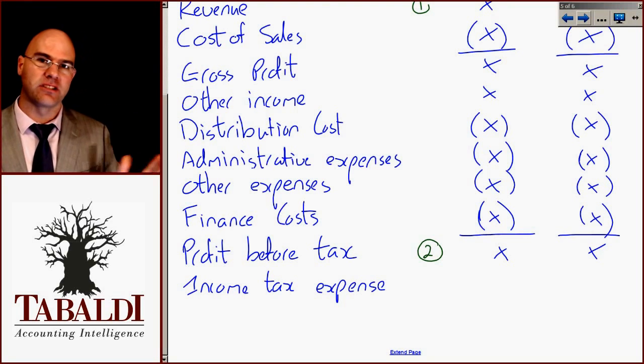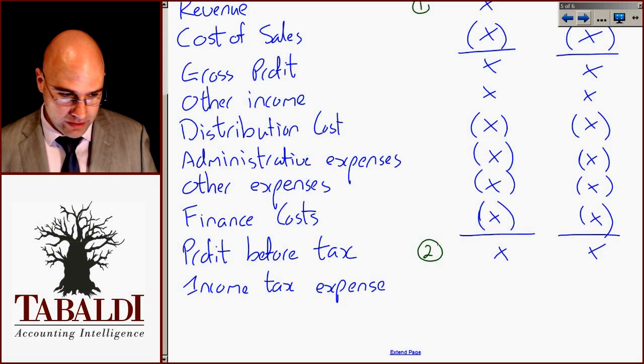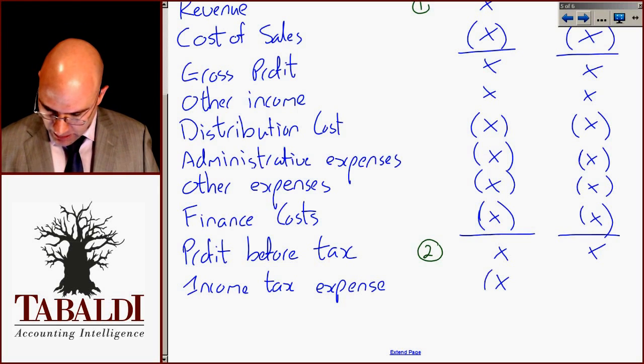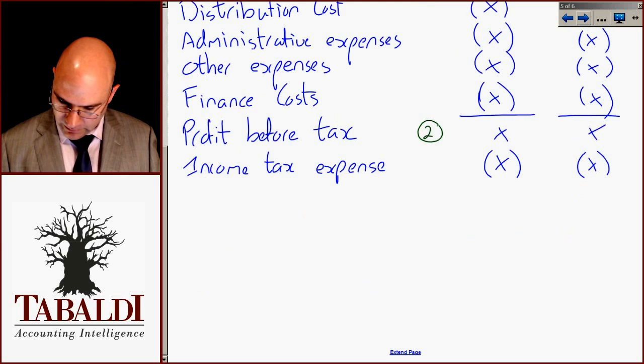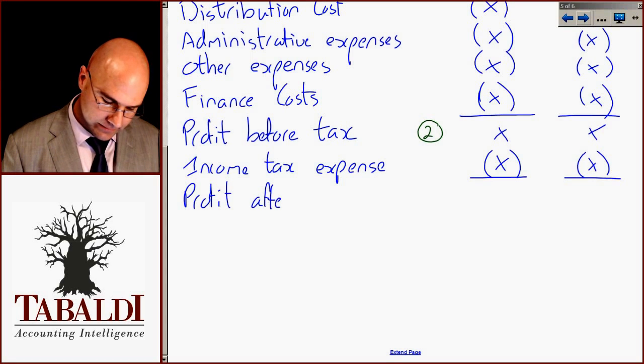For you, it's nice and easy. It's going to be 28%. We assume only current, but that is going to get more complex later on in your studies. And that will come off as an expense. Add up again, and I have profit after tax.